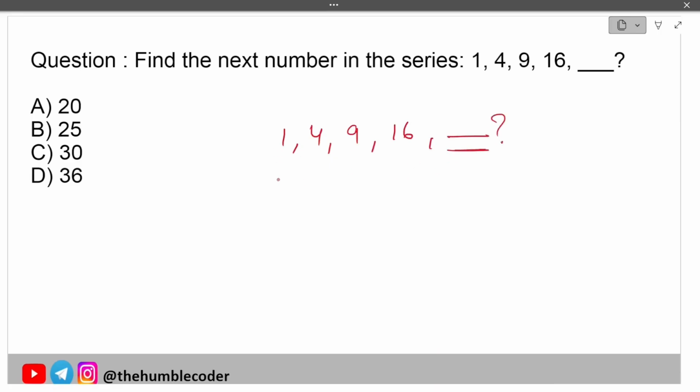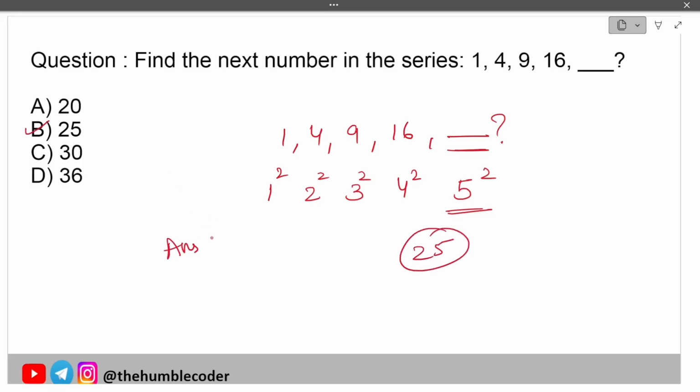First of all, if you see, first one is 1 square, second one is 2 square, third one is 3 square, fourth is 4 square. So what will come next is 5 square, which is going to be 25. The correct answer is going to be option B, that is 25.